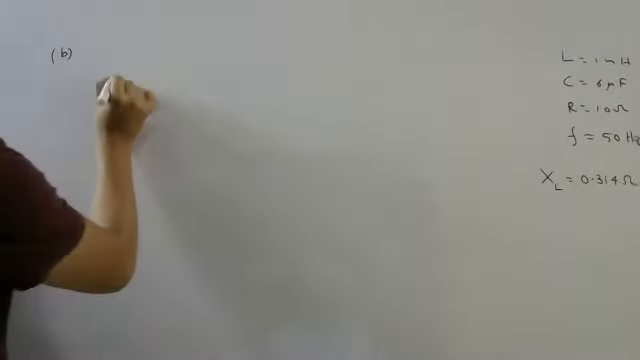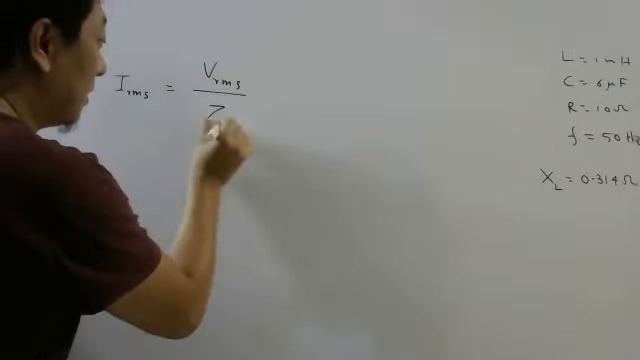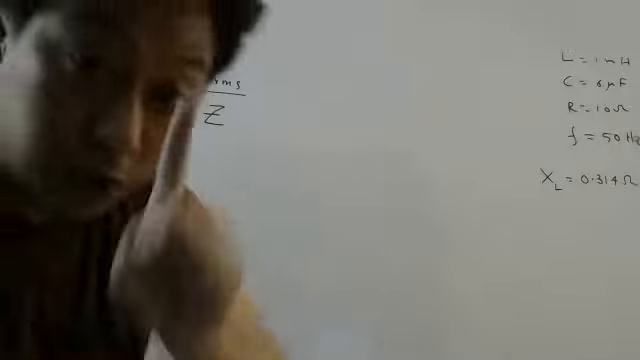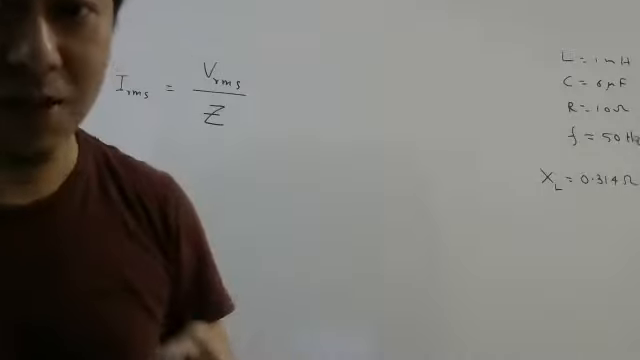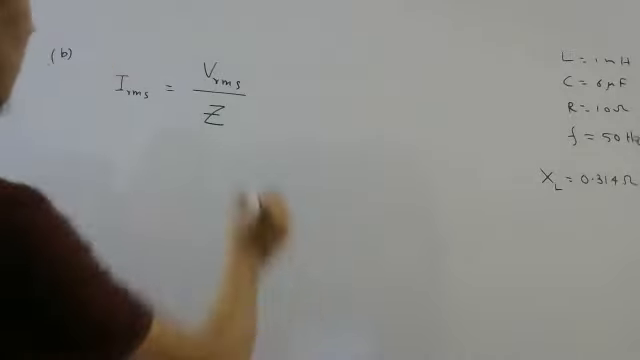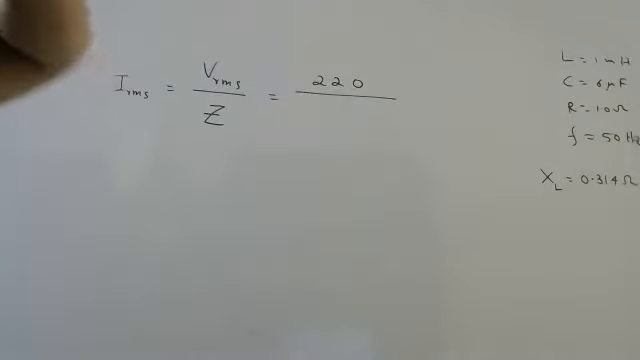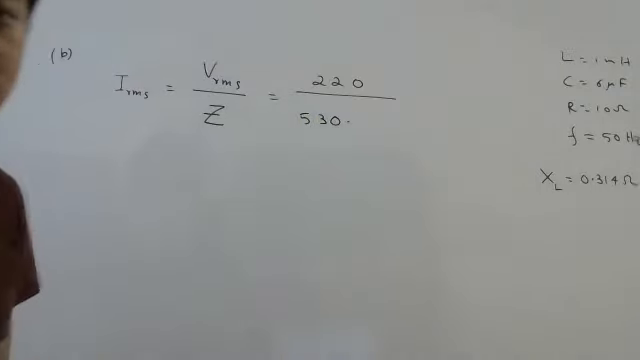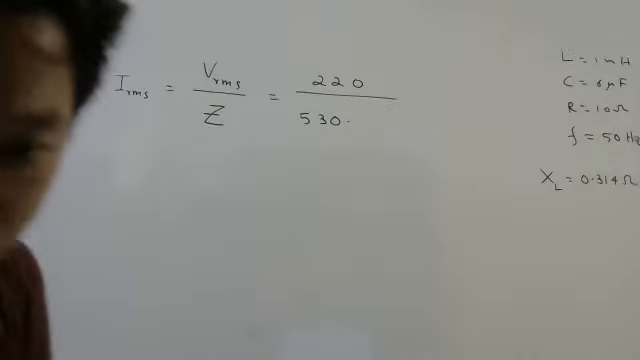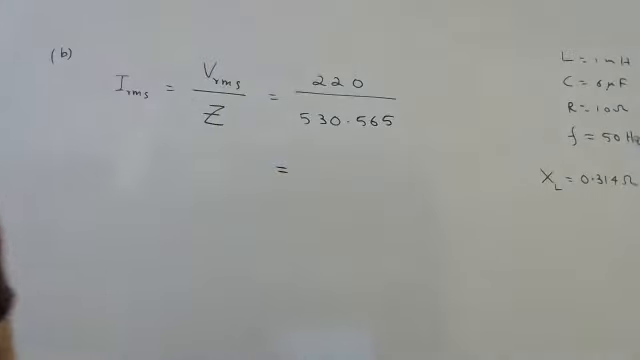So to find the current IRMS, you have to use Ohm's law: VRMS divided by Z, because Z is the total opposition to current. Z is playing the role of resistance in an LCR circuit. VRMS was 220. Z was how much? 530.565. Then whatever answer comes, you can check.